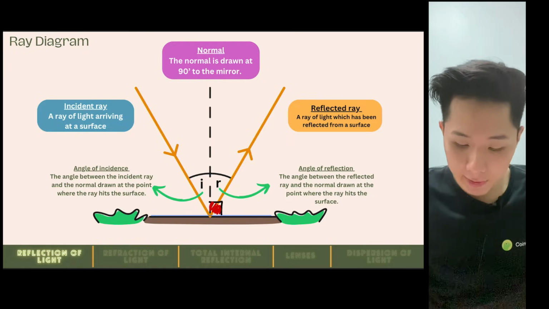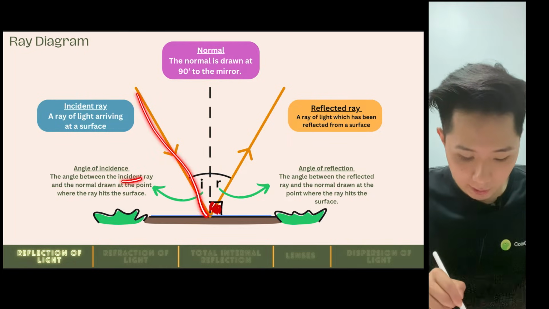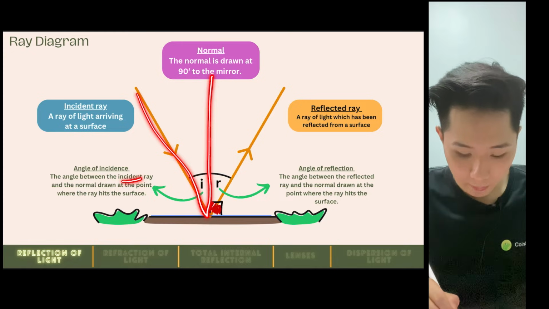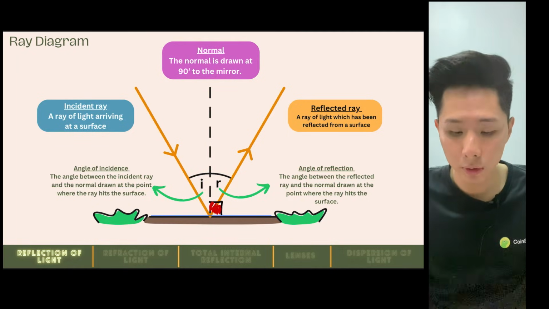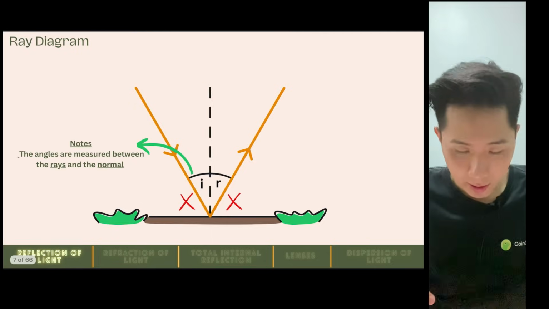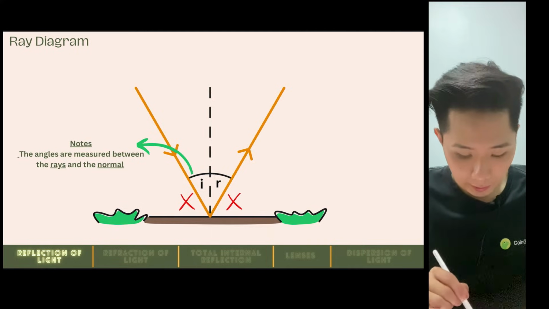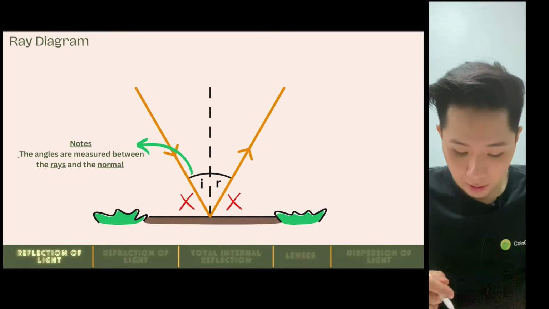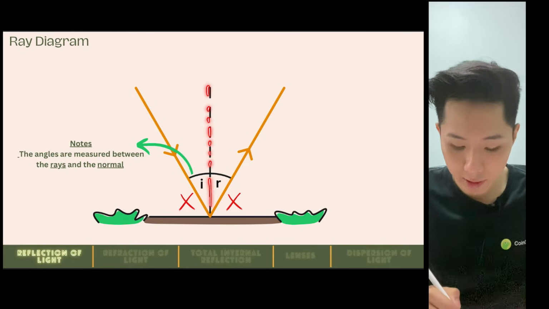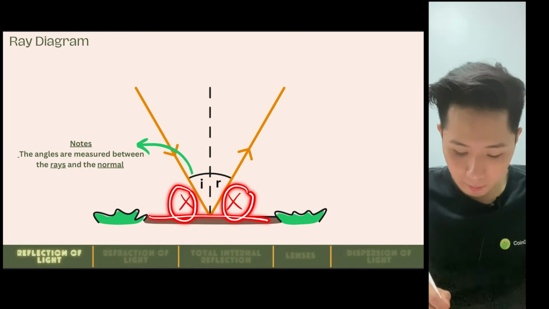The fourth term is the angle of incidence, which is the angle between the incident ray and the normal, and also the angle of reflection, which is usually equal to the angle of incidence. Here is a common misunderstanding. To measure the angle of incidence and reflection, we use the angle that is sticking to the normal, not the one that is sticking to the mirror plane.